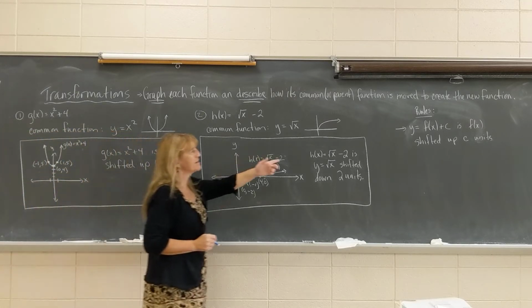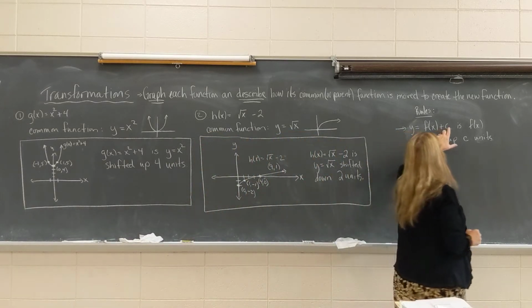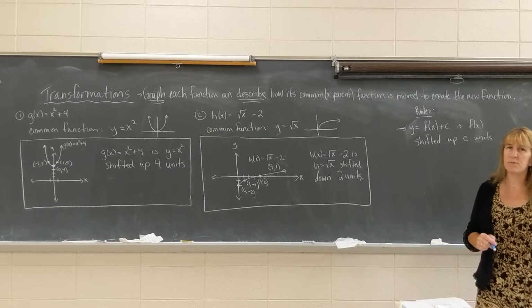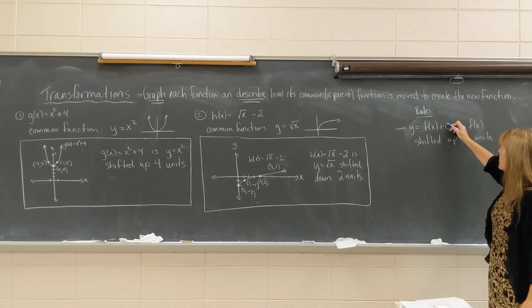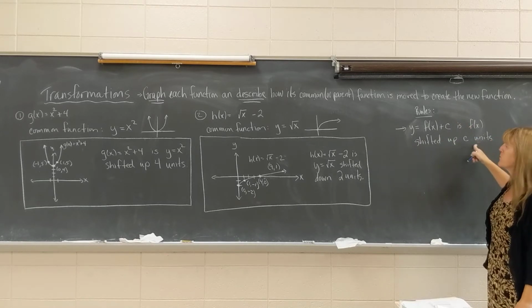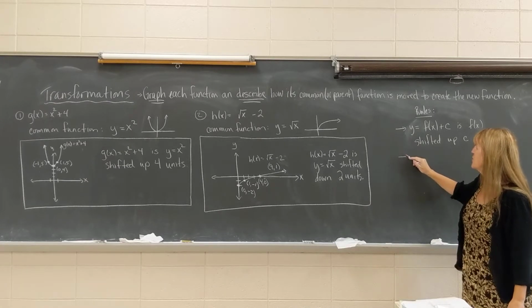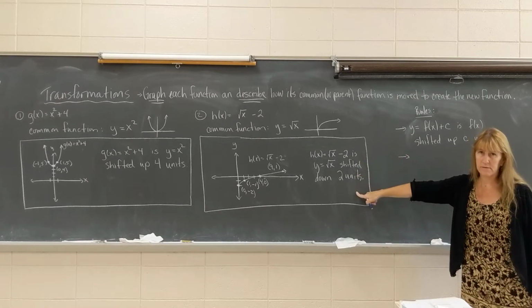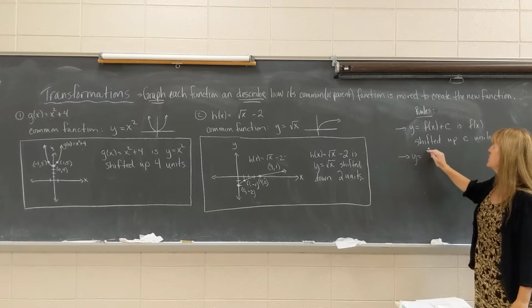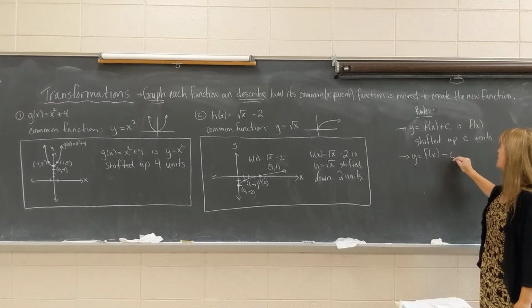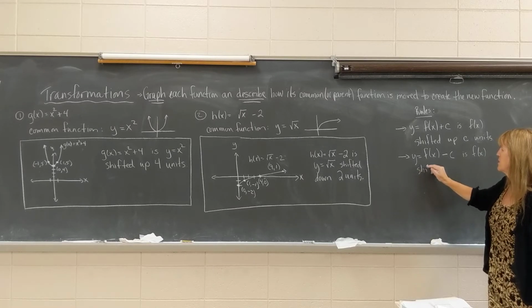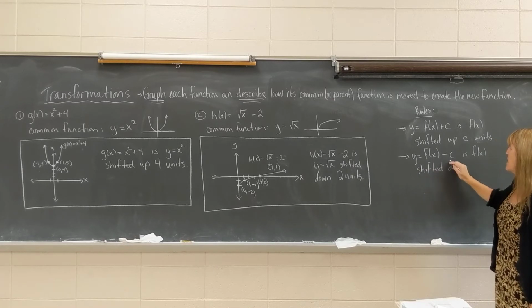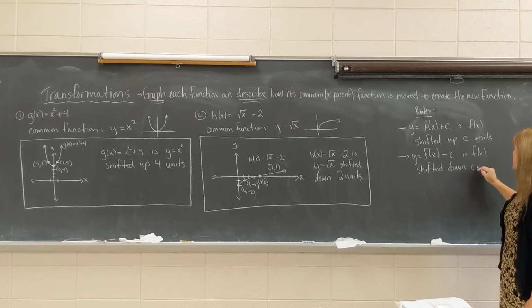So when you see a plus c on the end of a common function, and it's just plus 2, plus 3, plus 4, plus 5, anything plus c, you just know that you're going to go up c units. Okay? And just like you could go up, you could also go down. So y equals f of x minus c is f of x shifted down c units.